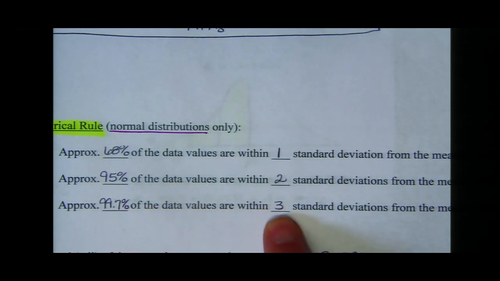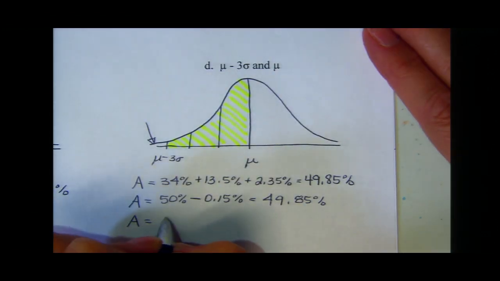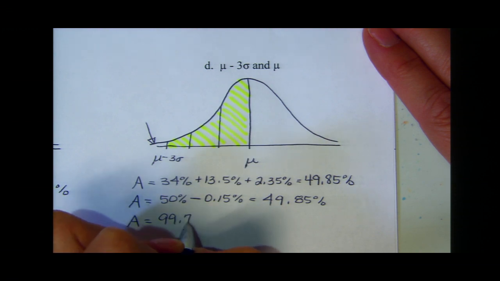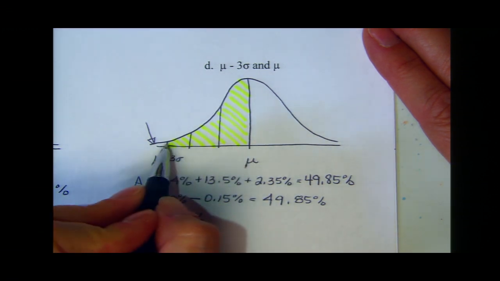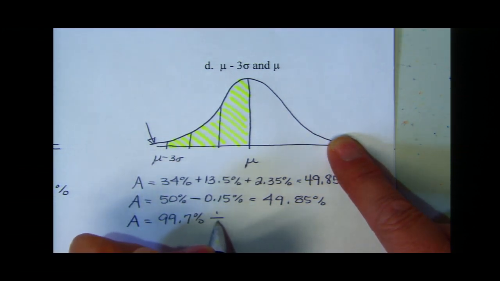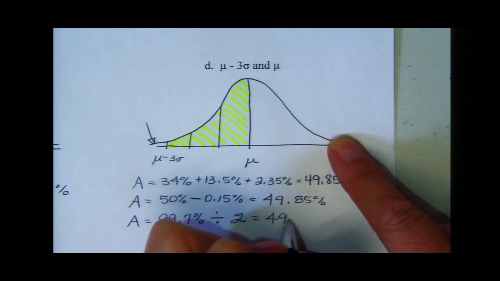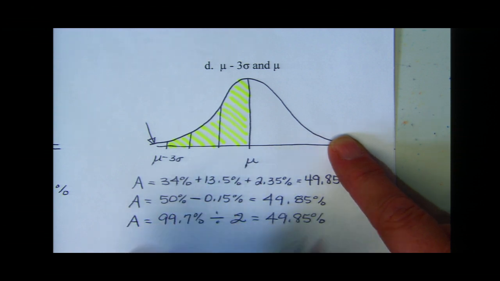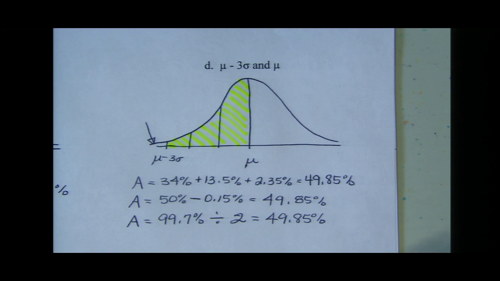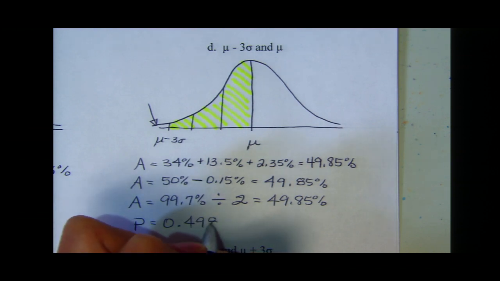99.7% is within 3 standard deviations. So I will have some students that say, well, how about 99.7%, but that would be 3 standard deviations to the left and to the right, and then just take half of that or divide it by 2 to give you your 49.85% as well. All of those are correct. Whichever way you see it is the way I would do it. And then, of course, as a probability, that would be 0.4985.